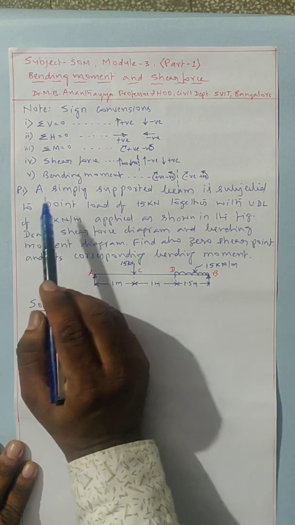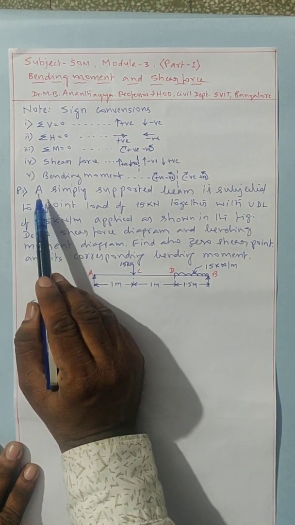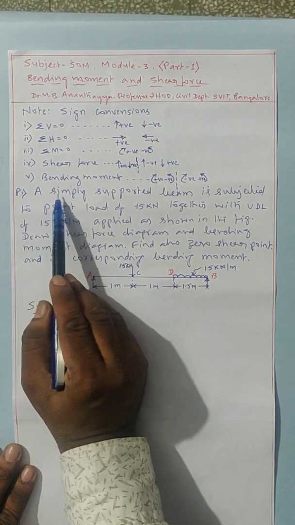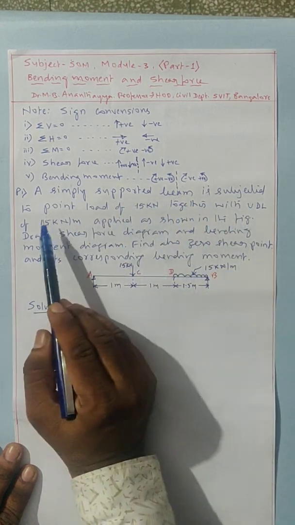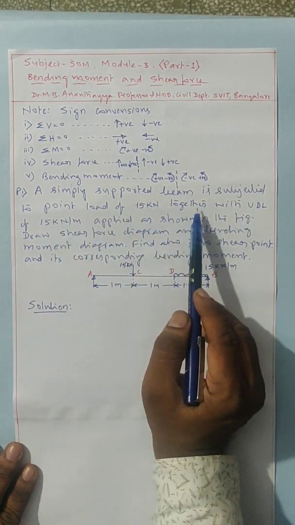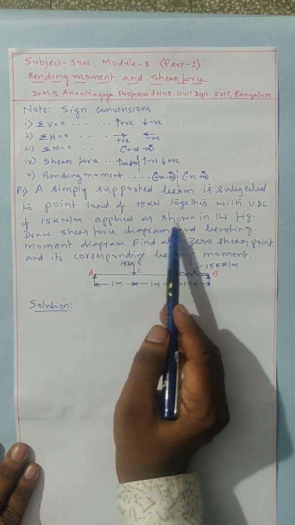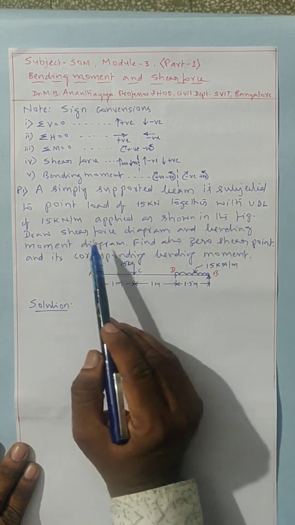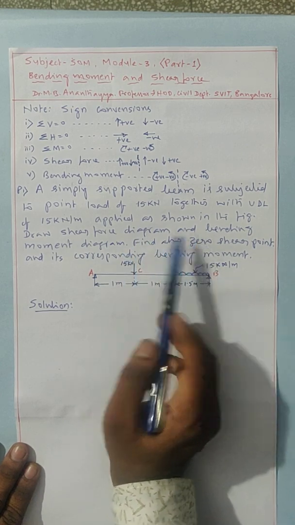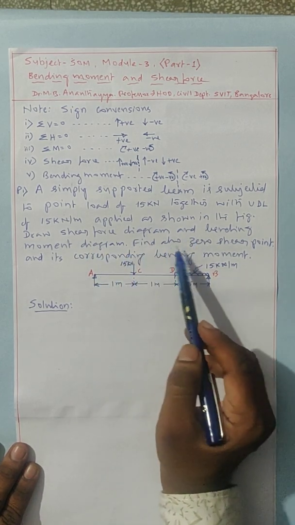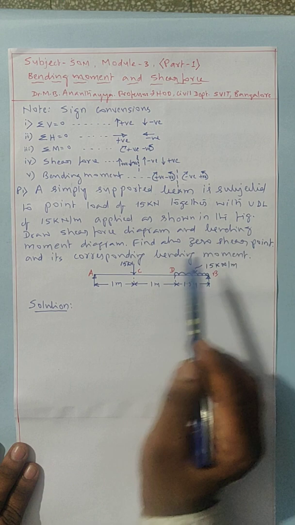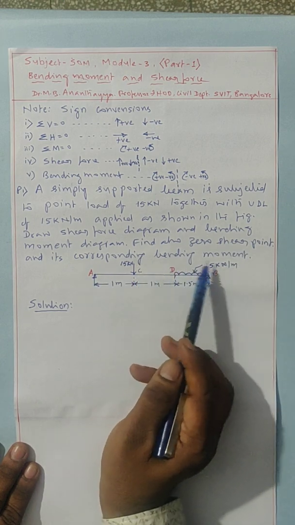Let us see one problem on drawing bending moment and shear force. A simply supported beam is subjected to a point load of 15 kN together with a UDL of 15 kN per meter applied as shown in the figure. Draw the shear force diagram and the bending moment diagram. Find also the zero shear point and its corresponding bending moment.